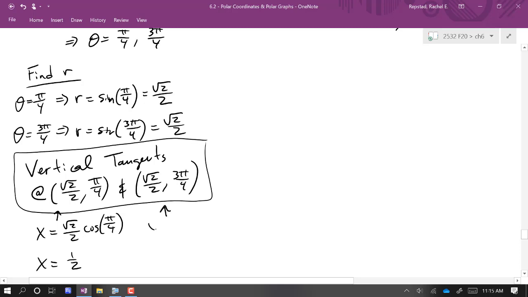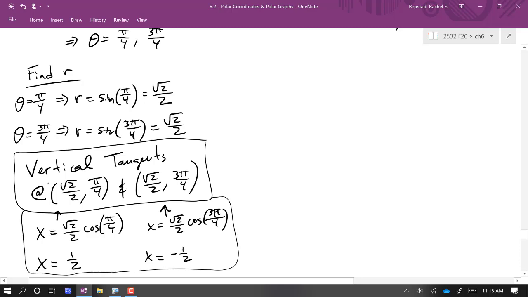And then here, x equals root 2 over 2 cosine 3 pi over 4, and that gives us x equals -1/2. So these are the polar coordinates where the vertical tangents occur, and then we actually found the equations of the vertical lines themselves.